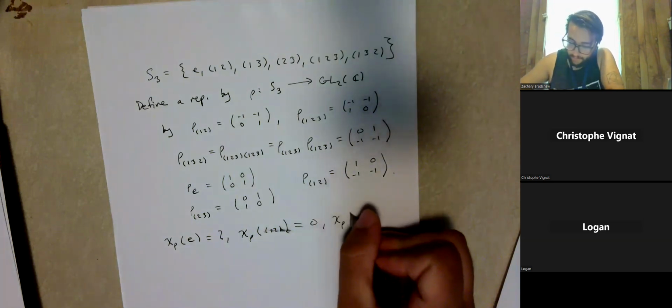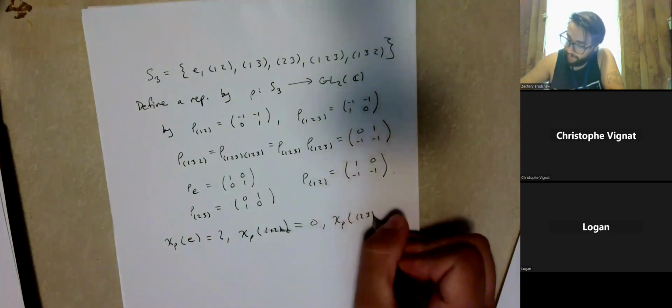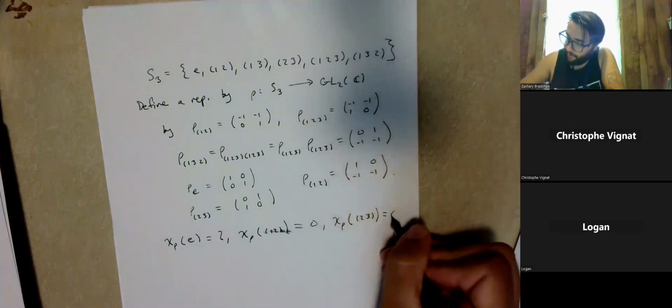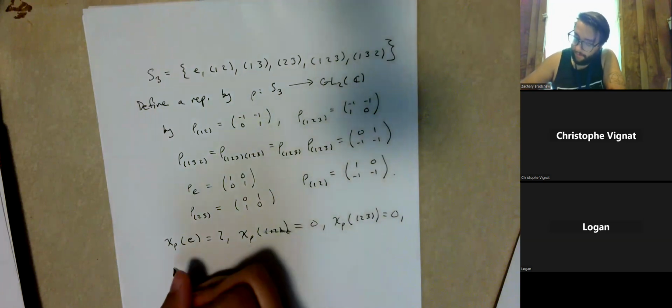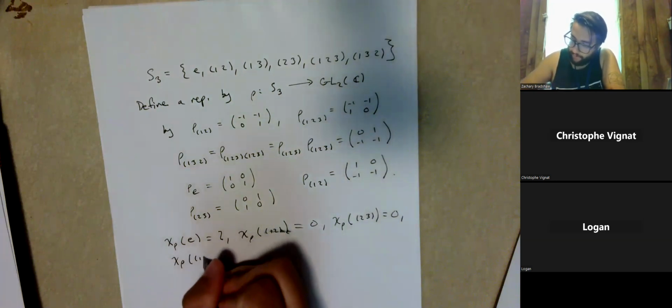Chi rho of (2 3) will also be 0, right? Where's (2 3)? It's right here. 0 plus 0 is 0. Chi rho of (1 2 3).